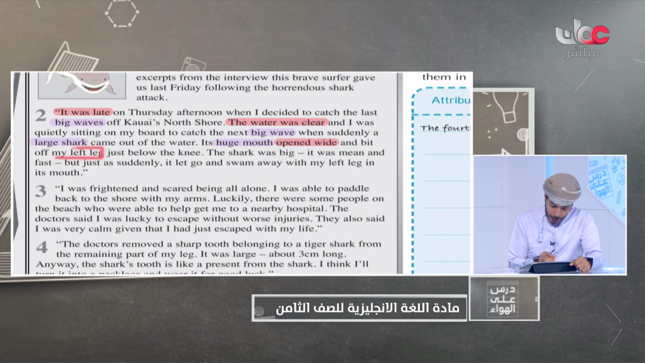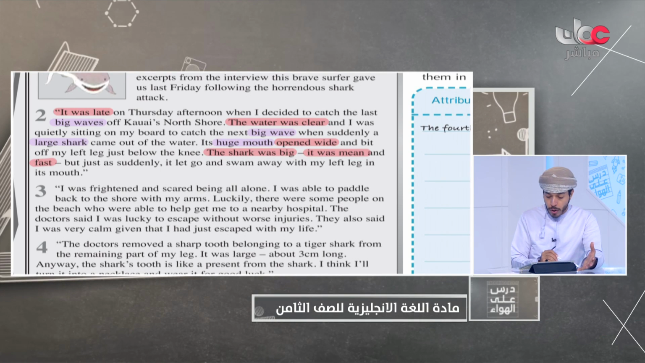My left leg, again, this is attributive, just below the knee. The shark was big. Again, this one is predictive because the adjective big comes after the verb. It was mean, again, and fast. These are all what? Predictive adjectives. Good. Just as suddenly it let go and swam away with my left leg in its mouth.